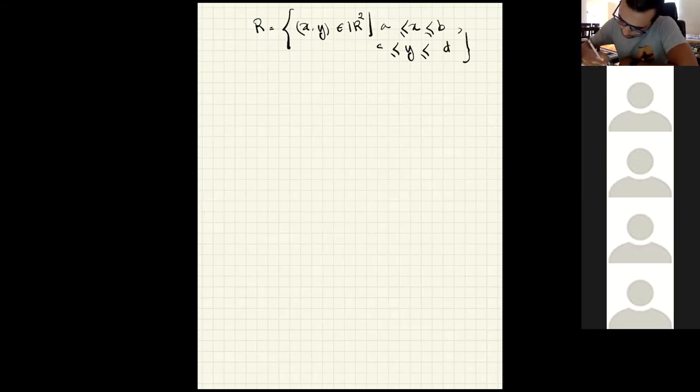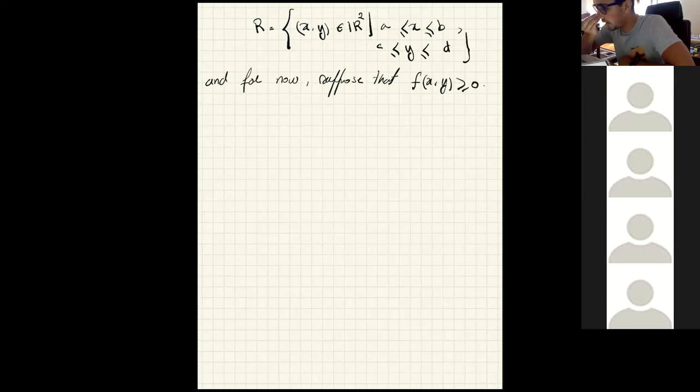And for now, just to fix the ideas, and just as we did for the 1-dimensional case, suppose that f(x, y) is larger than 0 for all (x, y) in R, just to give you an idea and visualize everything.